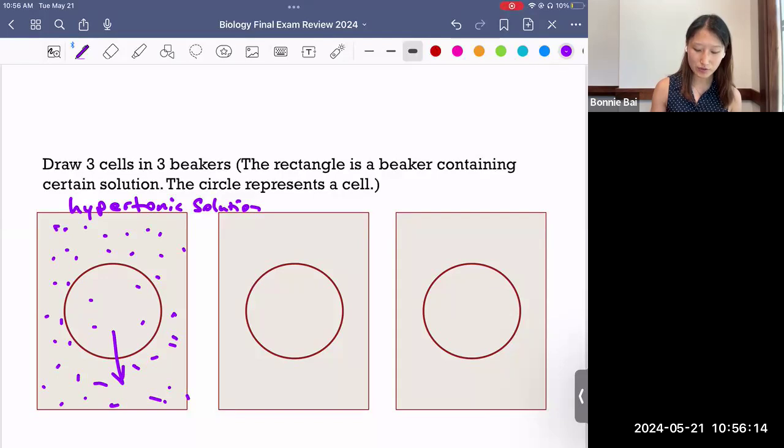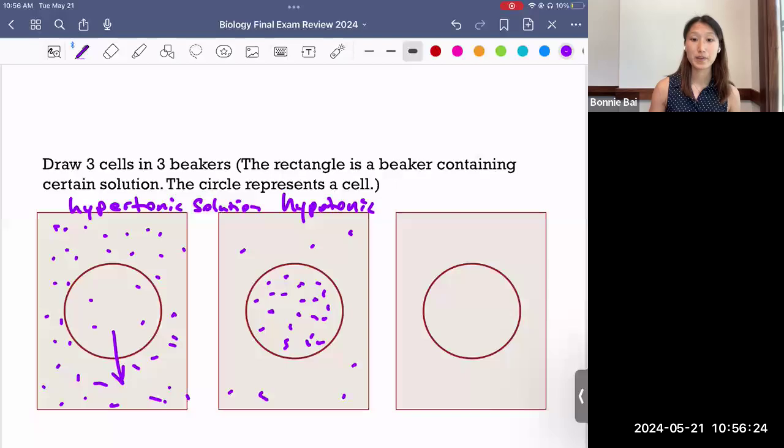In comparison, you can draw a hypotonic solution. You put a cell in it, so you have a lot more concentrated dots inside the cell versus out of the cell. And the result of this situation is water will have to move into the cell. More water will move into the cell, and now the cell is going to expand for us to reach equilibrium.